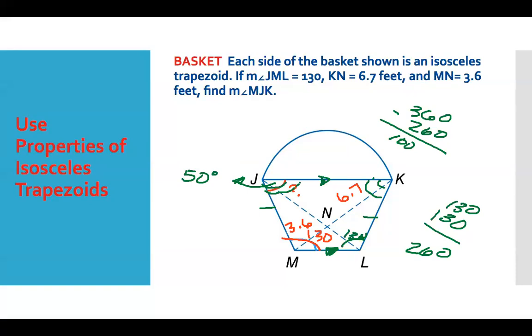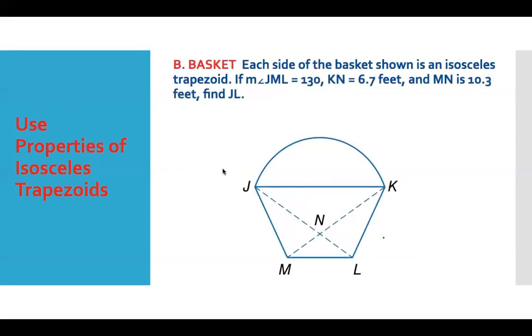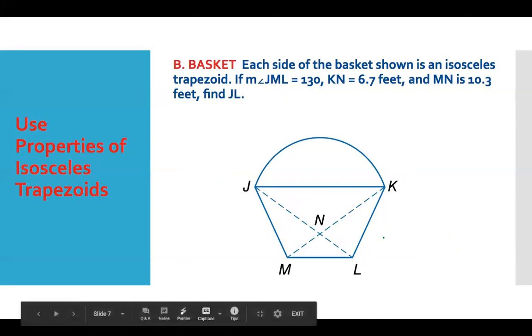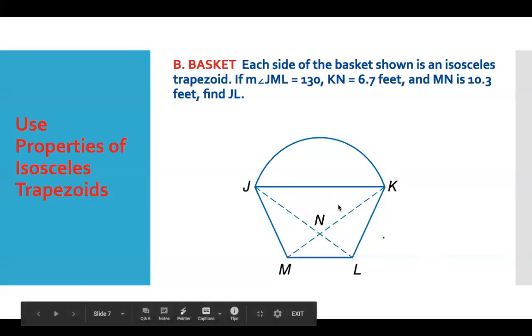All right, so the next one, same image. So the next one says, same information, but this time we now need to find JL. Maybe I shouldn't have erased it so quick. Okay, but we're talking about lengths now, so let's just put the lengths on here. So it says that KN is 6.7.